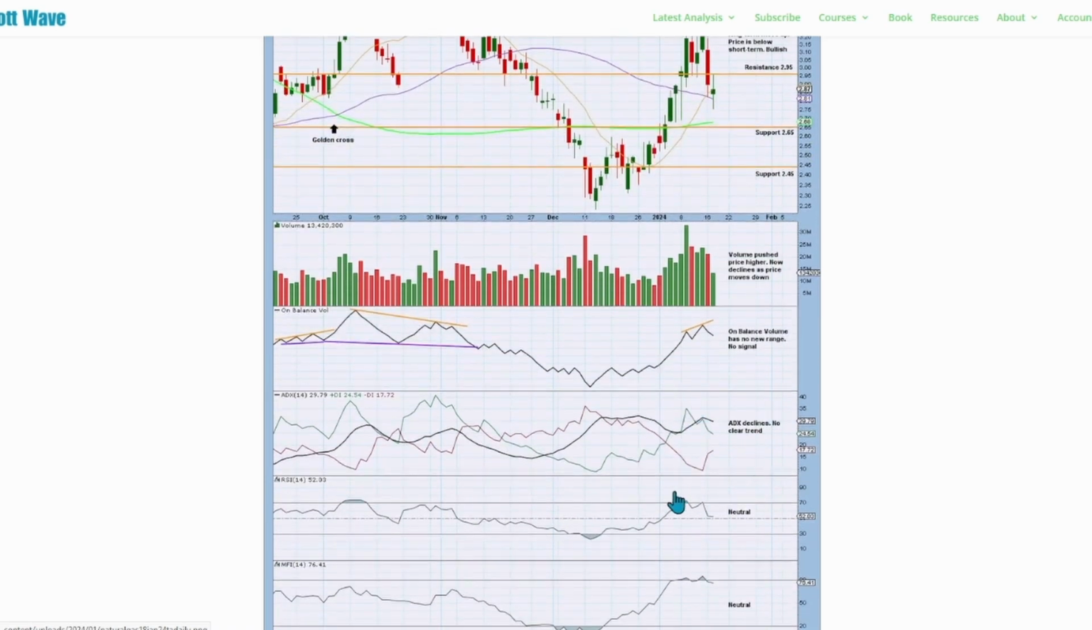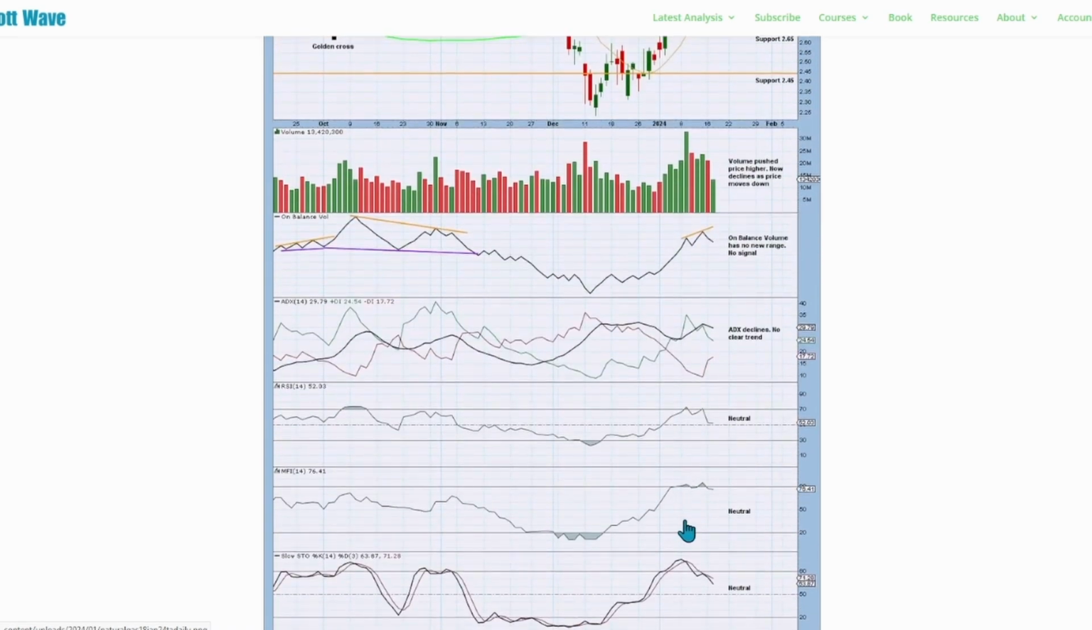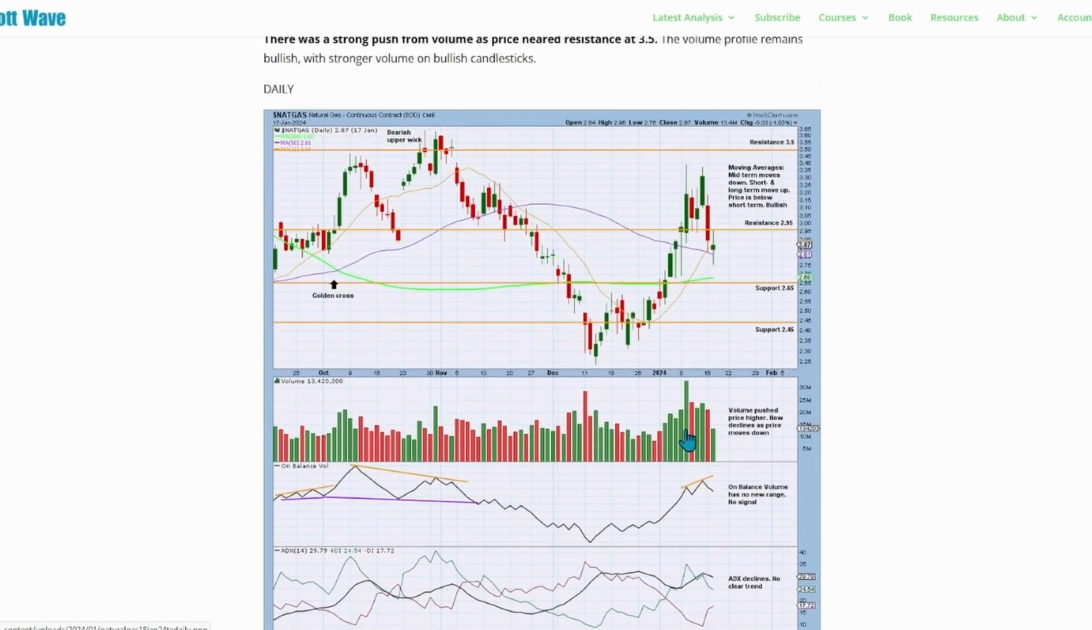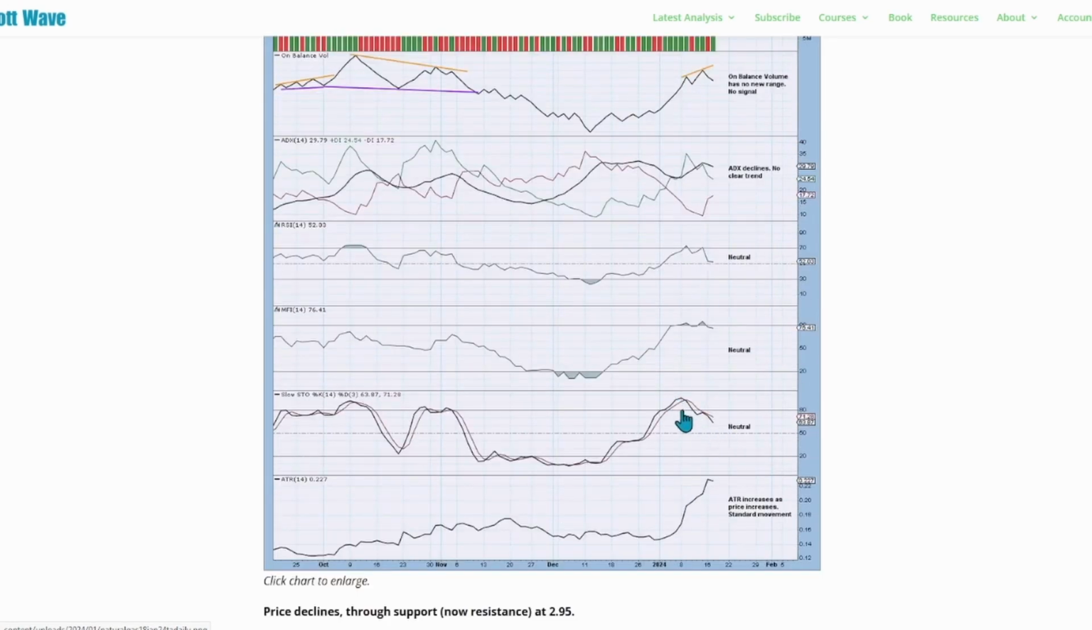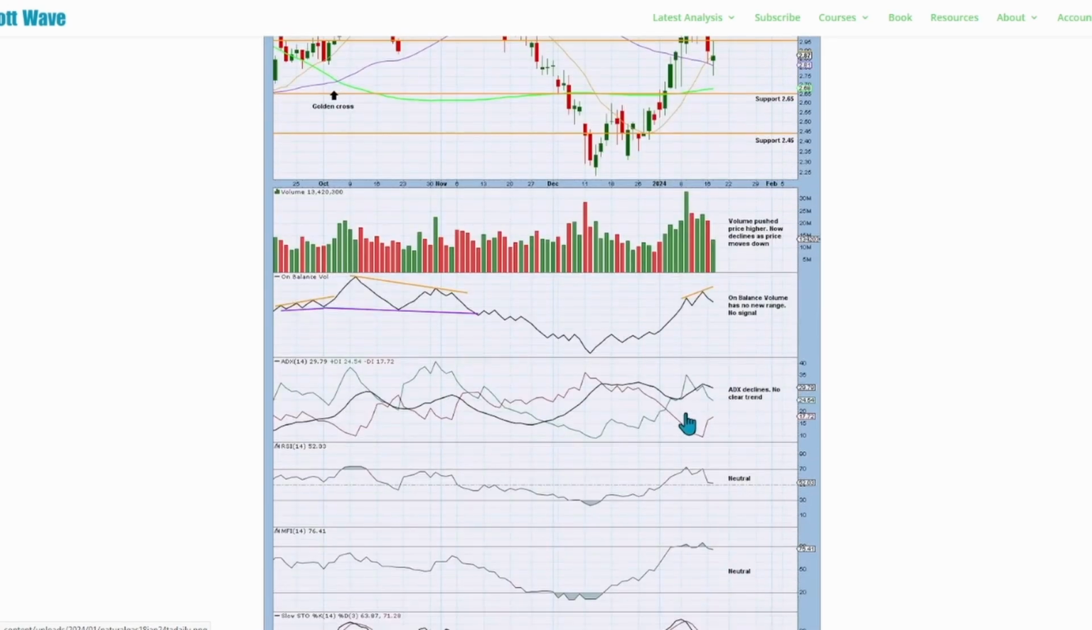ADX is now declining with no clear trend. RSI and money flow both neutral, with both of them having entered overbought previously where price failed to enter resistance just here. Stochastics is neutral and declining. Overall, this data expects downwards movement to continue for the short term, which supports the Elliott wave count.